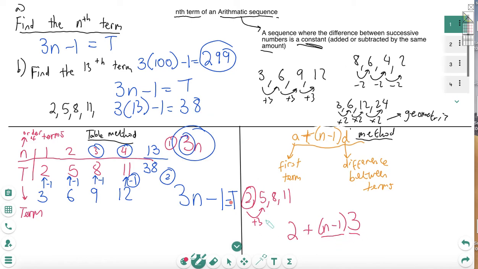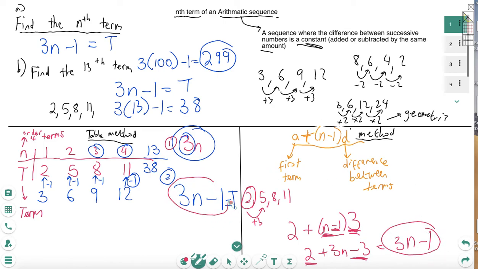So we're going to expand those brackets. So it's going to be 2 plus 3 times n makes 3n, and 3 times minus 1 makes minus 3. Then we're going to simplify these terms. So 2 minus 3 makes minus 1. So it's 3n minus 1, and that's going to be our nth term. And then it's exactly what we got in our last method, okay? 3n minus 1. So those are two methods you can use to find the nth term. Feel free to use whatever method suits you better. And now we're going to work on some practice problems.